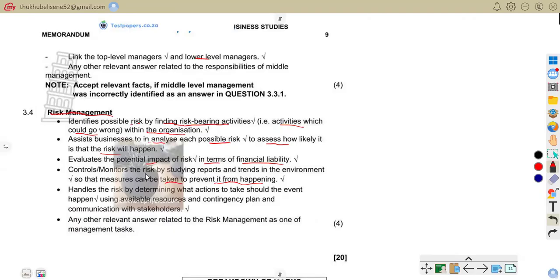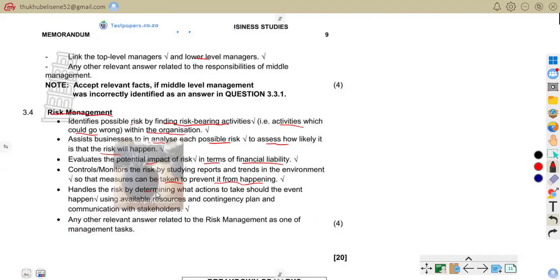They control or monitor the risk by studying reports and trends in the environment so that measures can be taken to prevent it from happening. So here we are saying they monitor risk and environment trends. They track market changes that may affect sales.